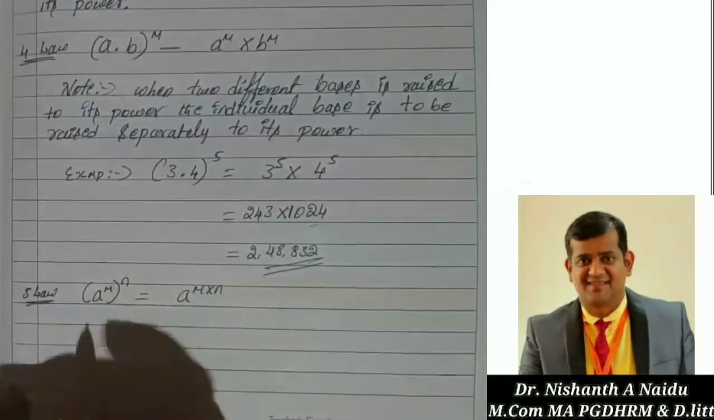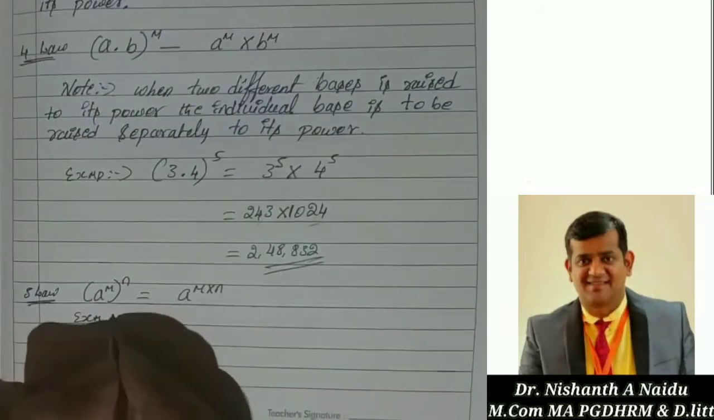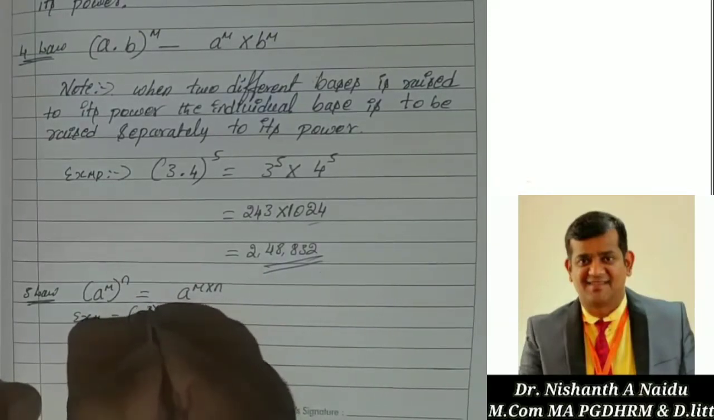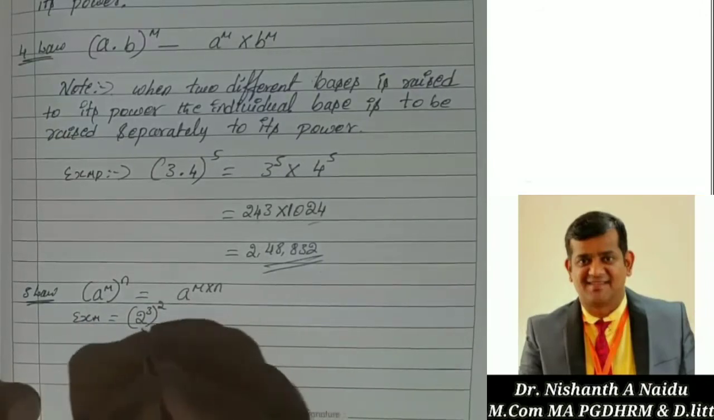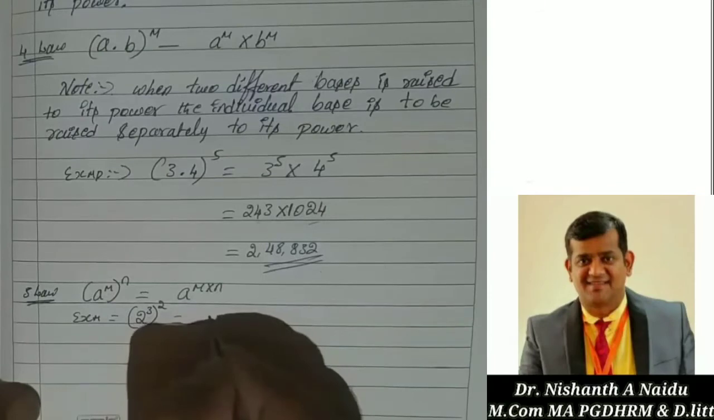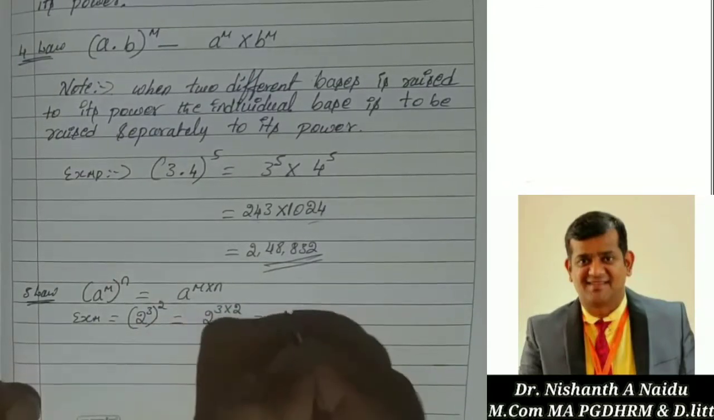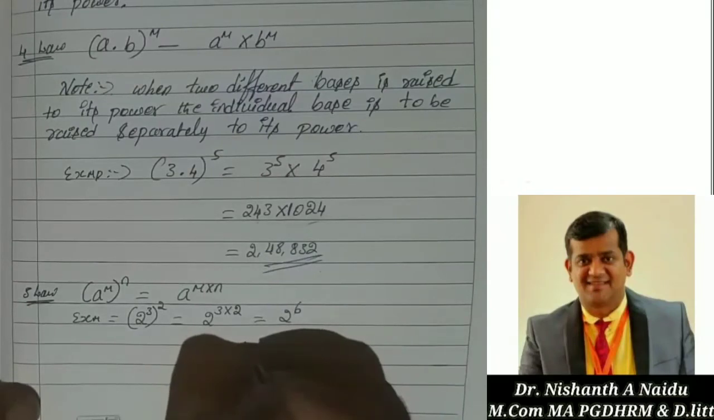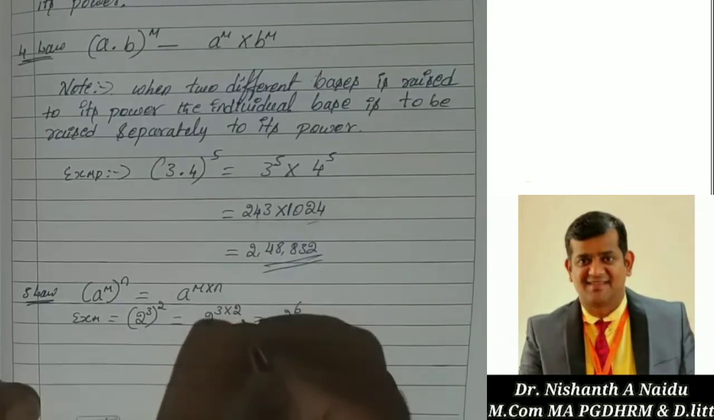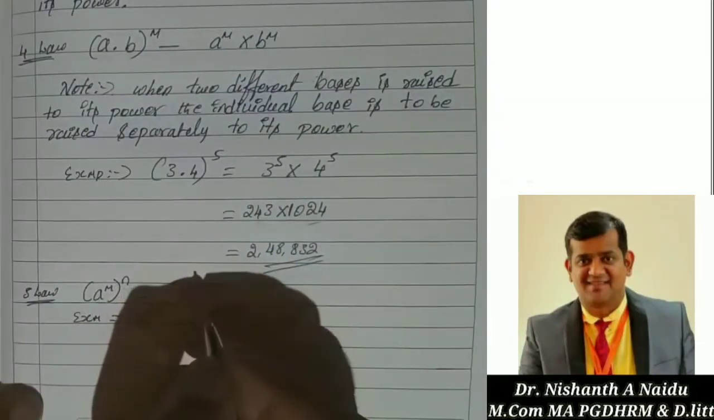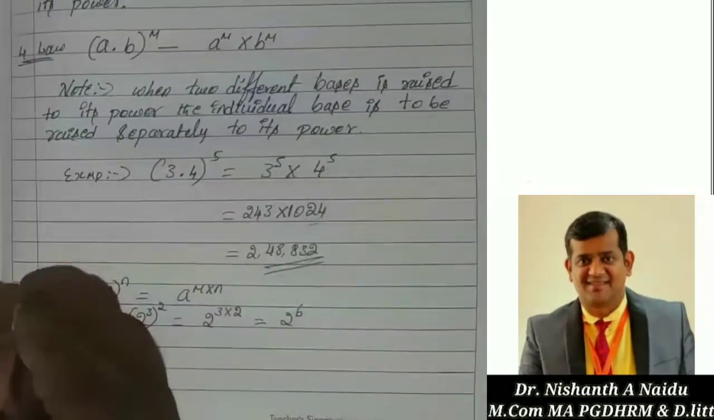So now if you take an example, as you all expect one example from me. What I'm writing is 2 to the power 3 whole power 2. So what is your answer going to be? Convert first, that is 2 to the power 3 into 2. First multiply the powers, 3 2s are 6, so 2 to the power 6. Okay, so now we are done with the fifth law.